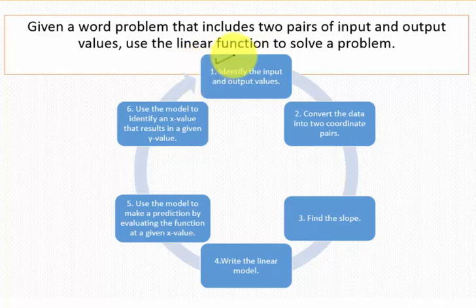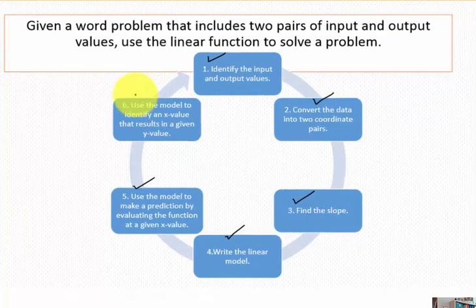Step 1. Identify the input and output values. Step 2. Convert the data into two coordinate pairs. Step 3. Find the slope. Step 4. Write the linear model. By linear model, we mean write the linear function. Step 5. Use the model to make a prediction by evaluating the function at a given x value. And finally, step 6. We'll use the model to identify an x value that results in a given y value. In other words, we'll generate ordered pair solutions.